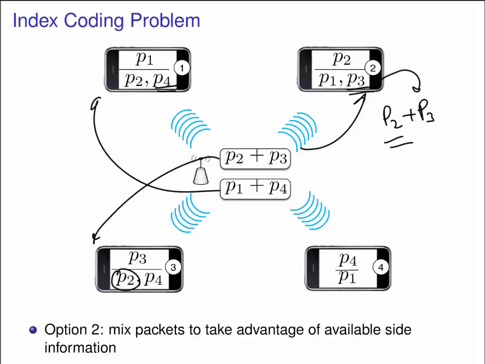Client number 1 knows P4, so it can substitute and decode P1, and it can be used by client number 4 to decode P4. Again, client number 4 knows P1, so it can substitute P1 and obtain P4. So now with two transmissions, we can satisfy all clients in this network.